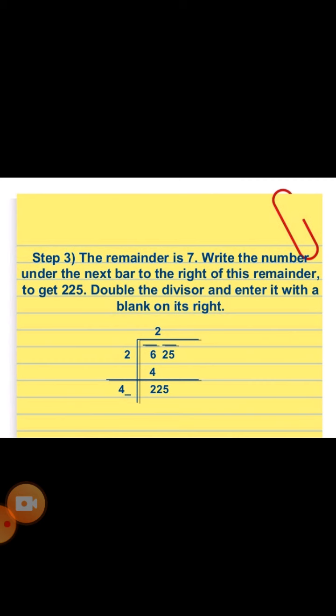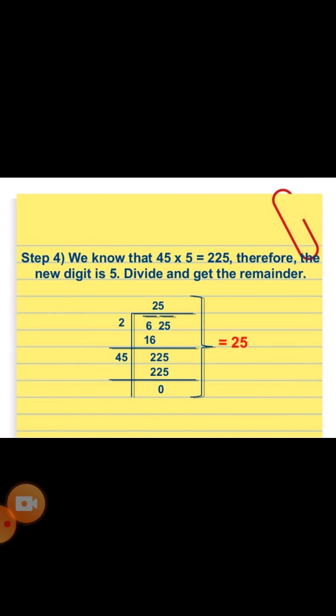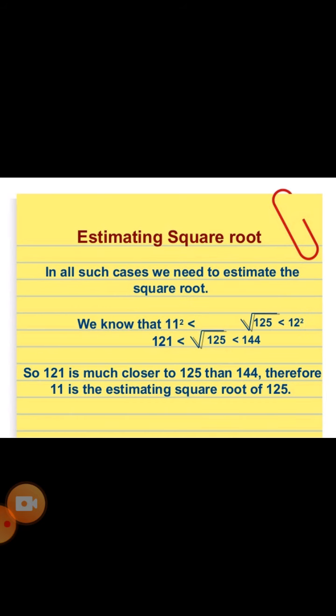In step 3, the remainder is 7. Write the number under the next bar to the right of this remainder to get 225. Double the divisor and enter it with a blank to its right. In step 4, we know that 45 multiplied by 5 is equal to 225. Therefore, the new digit is 5. Divide and get the remainder.